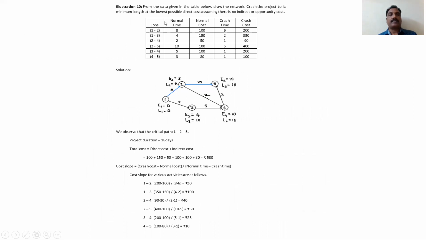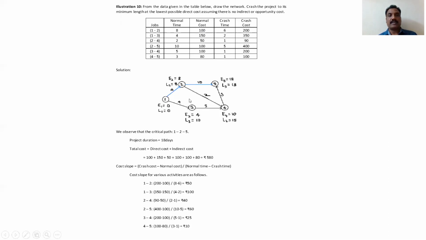Now, from the data given in the table, draw the network, and crash the project to its minimum length at the lowest possible direct cost, assuming there is no indirect or opportunity cost. This table is given, with jobs, normal time, normal cost, crash time, and crash cost. Project related data is given. He is asking us to crash the project.